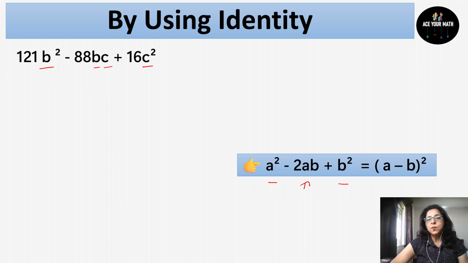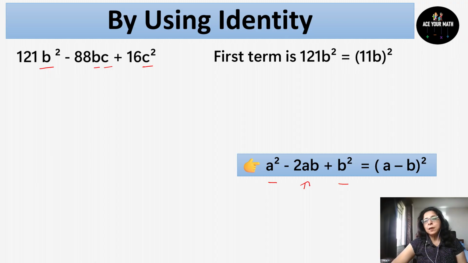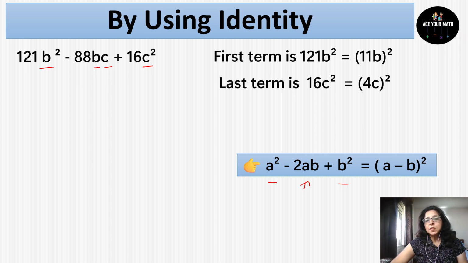Okay, so the first term is 121b square. See, 121b square can be written as (11b) whole square because 11 times 11 will give you 121 only, and b square will give you b square only. Now the last term is 16c square. See, 16 can be written as 4 whole square and c square is c whole square. So the whole term you can write as (4c) whole square.